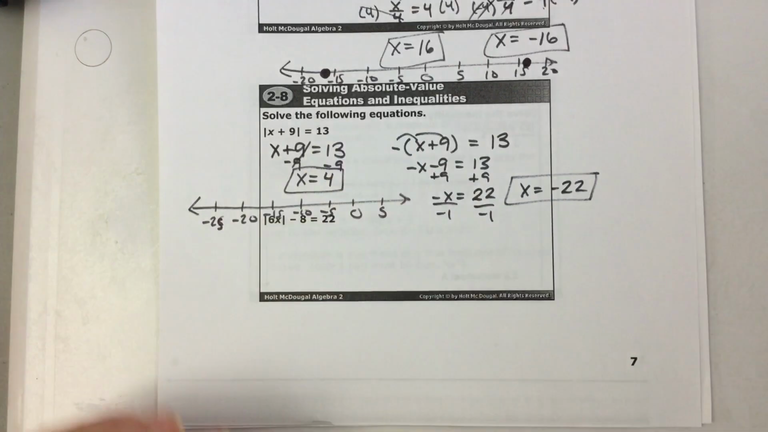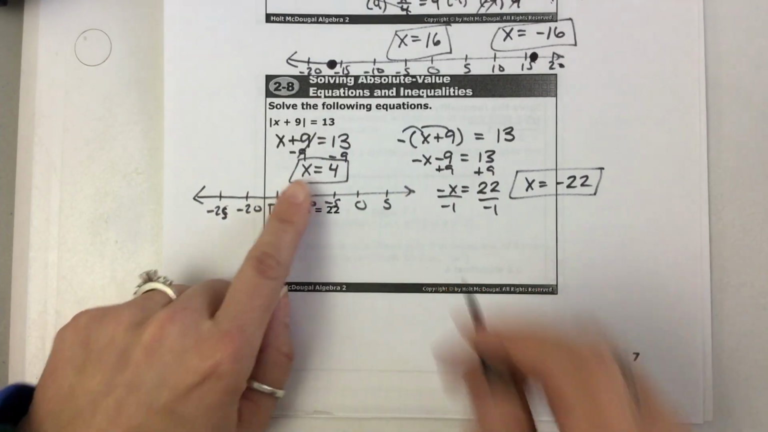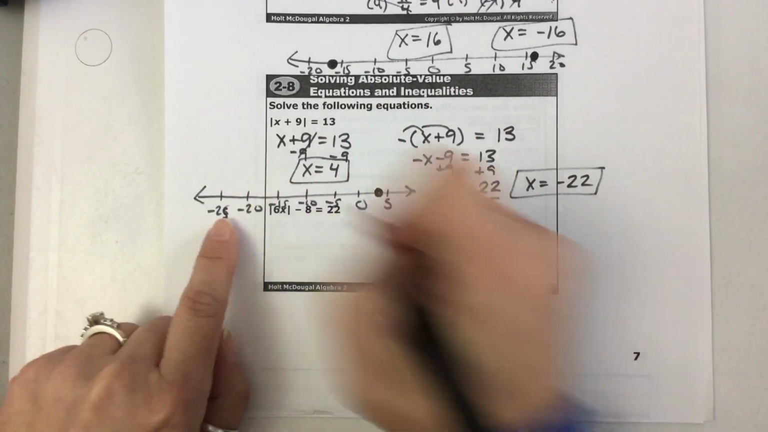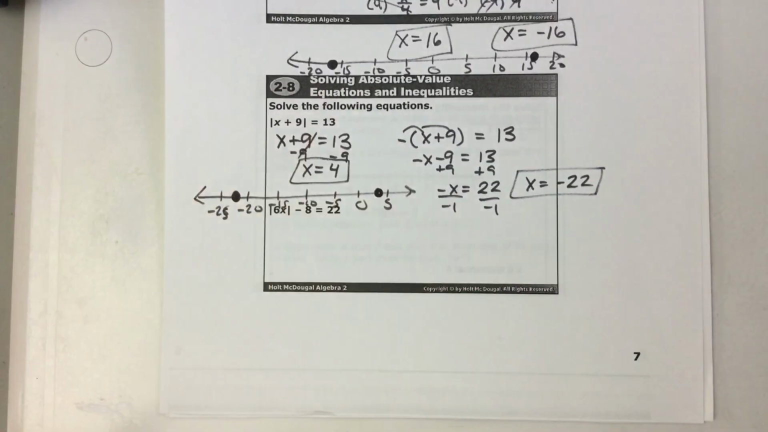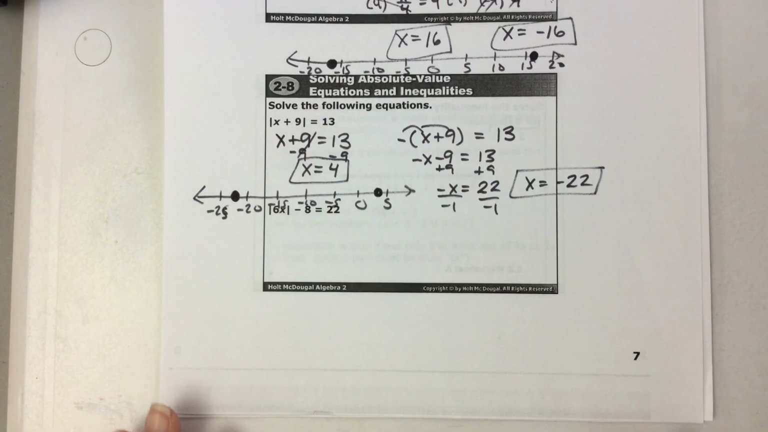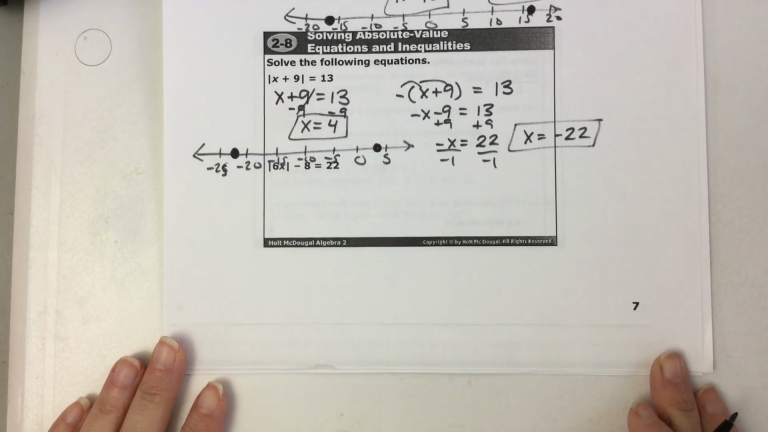Because it's equals, there's no shading. There's just a point. I need a point at 4. I need a point at negative 22. Done. Okay, the last one, and then we'll go ahead and look at inequalities.